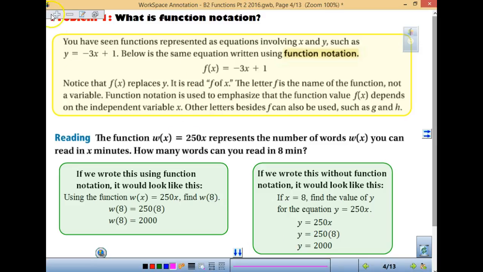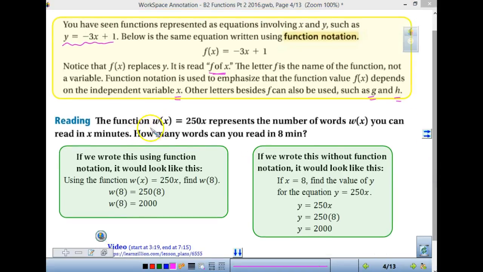So what is function notation? Function notation is, instead of writing an equation as y equals -3x plus 1, we are going to say it's a function. So f of x is how we read that. f of x is equal to -3x plus 1. The letter f is the name of the function. It's not a variable. Function notation is used to emphasize that the function value f of x depends on the independent variable x. The other letters besides f that are sometimes used might be g and h, so you'll see those written in different ways.